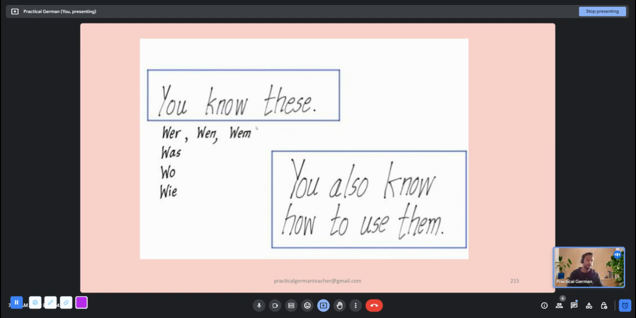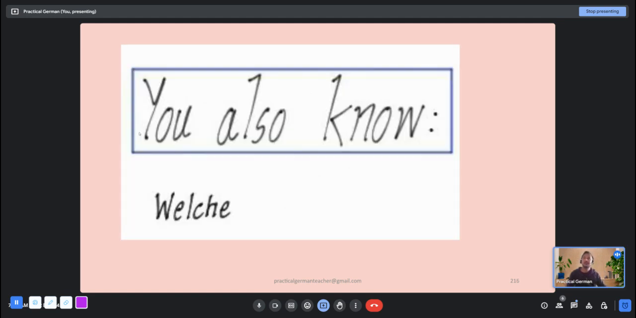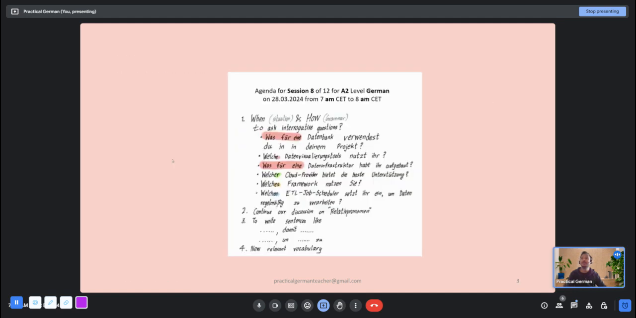Okay, you also know welcher, right? But for example, in the sentence that Jagdish read, it wasn't welcher all the time, right? So here it was welcher, here it was welches, here it was welchen. Okay, so it changed, right?